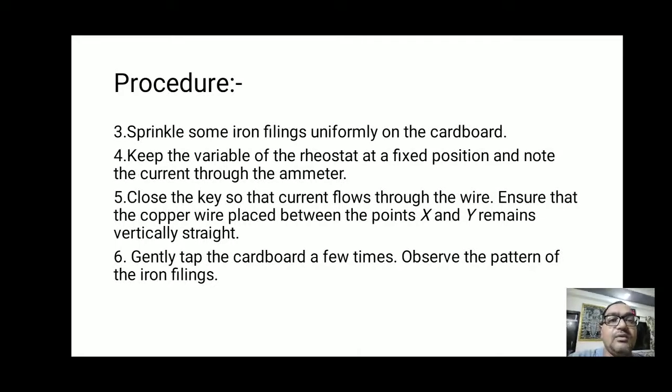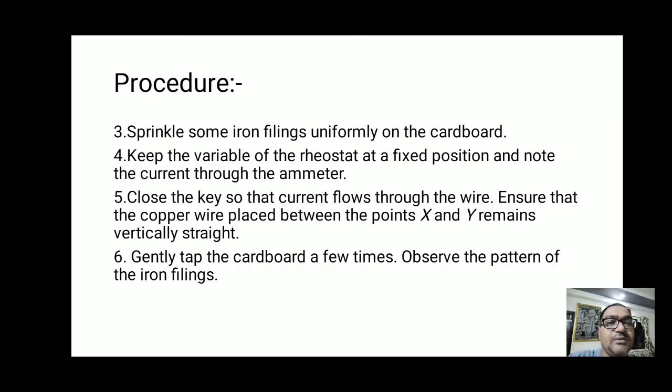Then point number 5: close the key so that current flows through the wire, and note the ammeter reading. Ensure that the copper wire placed between the points X and Y remains vertically straight. It means the cardboard does not move when we switch on the circuit. After switching on the circuit, we have to note down the reading of the ammeter, and you can observe that the iron filings remain at that particular position.